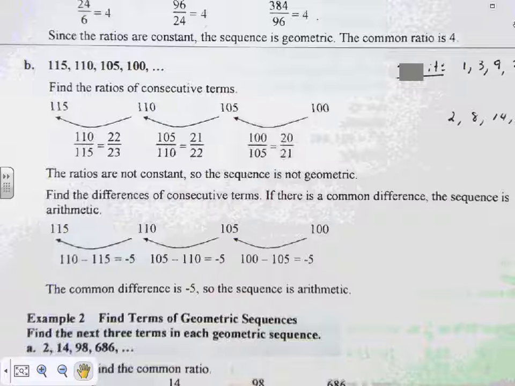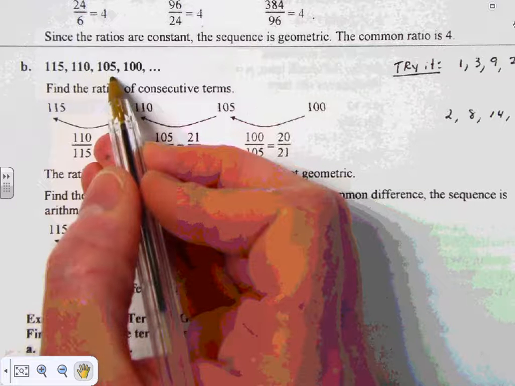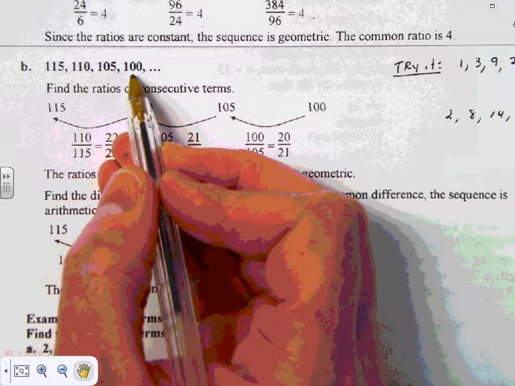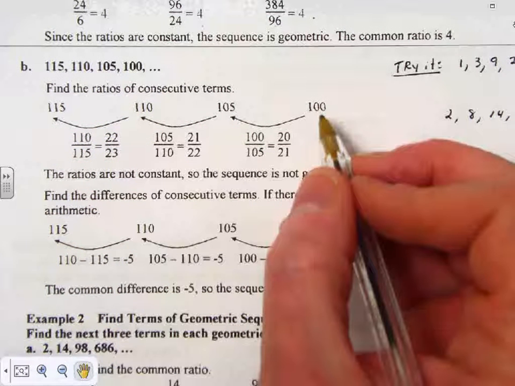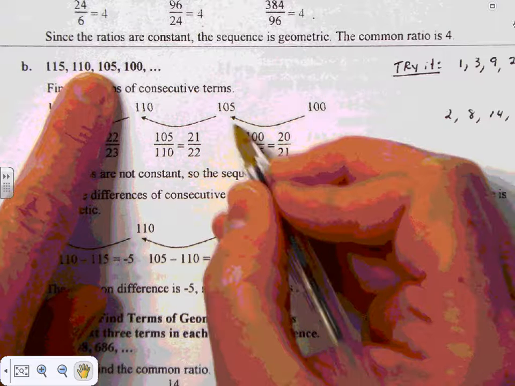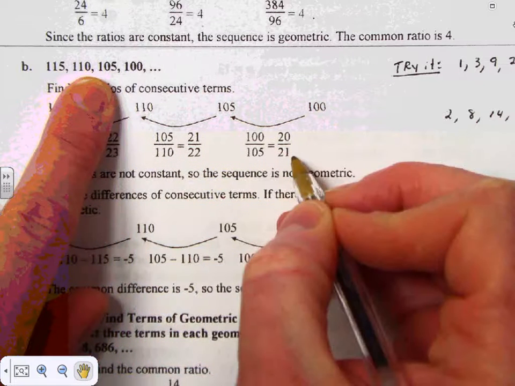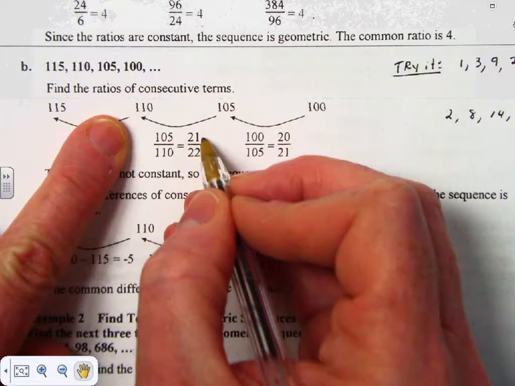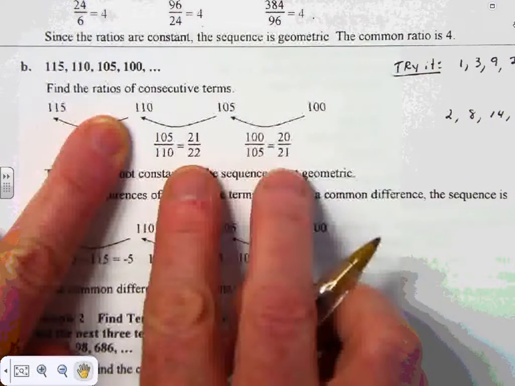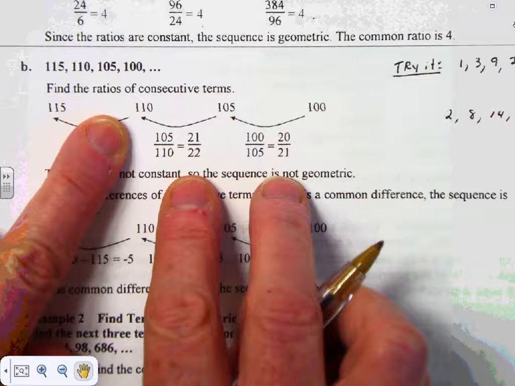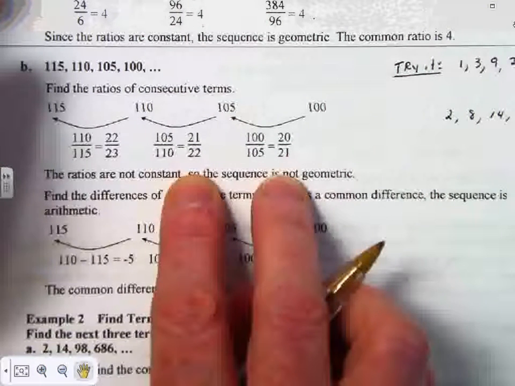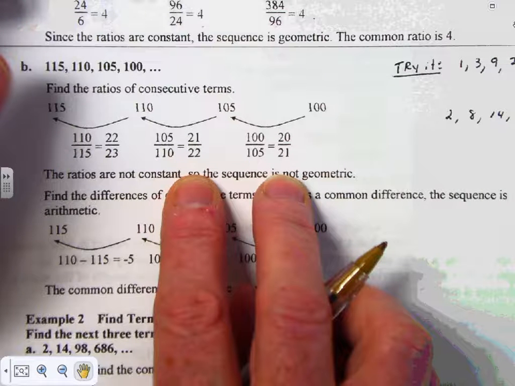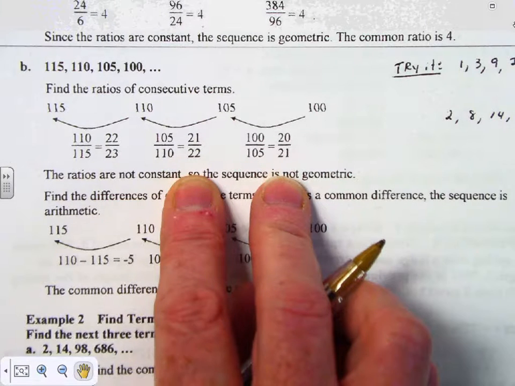I have 115, 110, 105, and 100. I'm going to find out if they're being multiplied by anything. So I'm going to take the 100, which was the last term, and divide it by the term that was in front of it, and I get 20 over 21. 105 divided by the 110. Uh-oh, 21 over 22. Were those the same ratios? No, so this is not a geometric sequence. So let's check to see if it's an arithmetic sequence, or maybe it's neither. We'll have to figure it out. It says the ratios are not constant, so the sequence is not geometric.